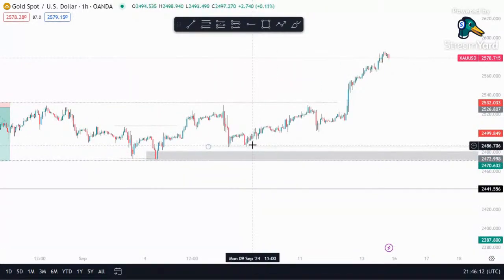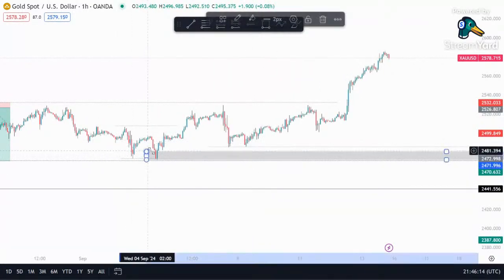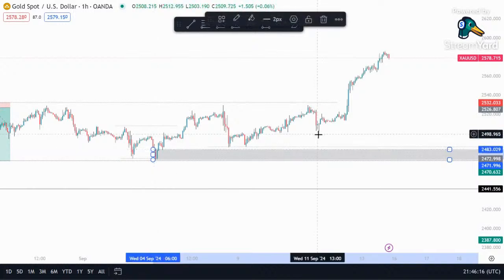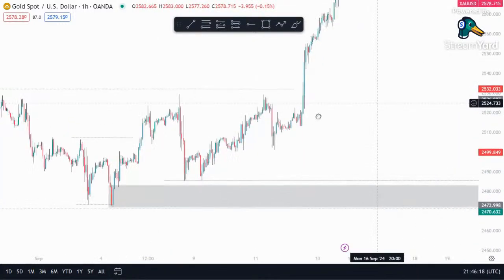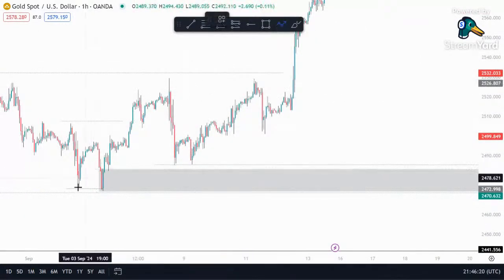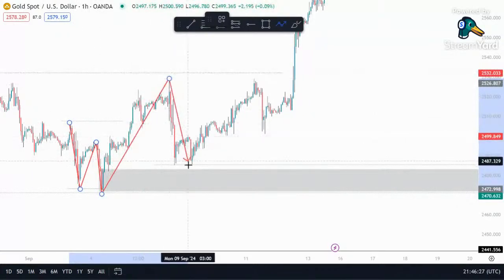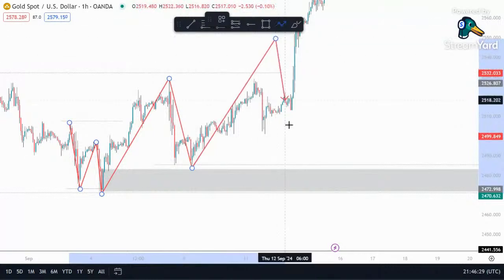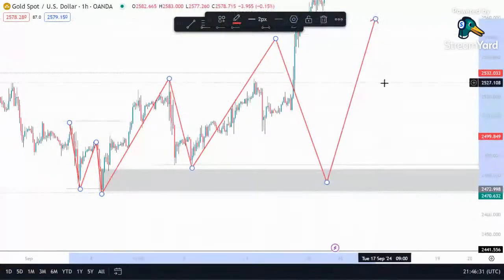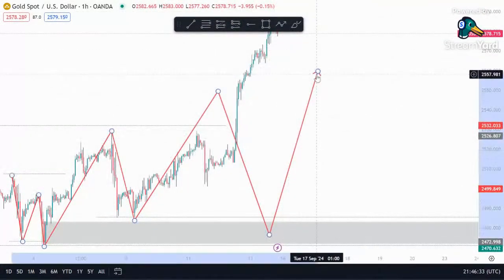See this equal low, price needs to take it out. See this other block, price might come down to the other block. Then buy. Same setup, same setup. A sweep of low, break of structure, second break of structure, then price should come back and buy. So this is what I'm expecting for gold.